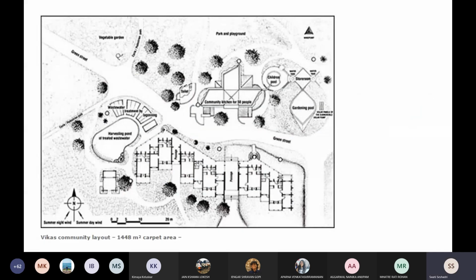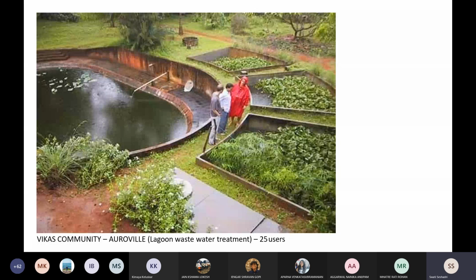So this is one of the projects in Auroville, which is called Vikas Community Layout. For the entire community, there was this cleansing system. All the discharge from the buildings here would be let into one larger tank, and that could then be treated and used for various purposes. Based on what we saw in the diagrams, there is a series of solid tanks with manholes, and this is the final open pond that you see.